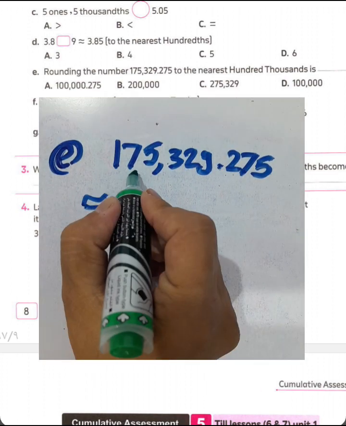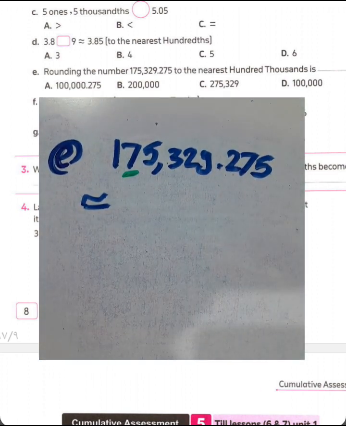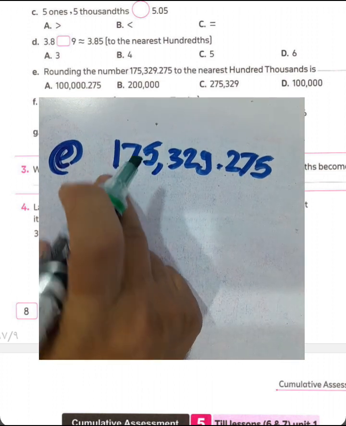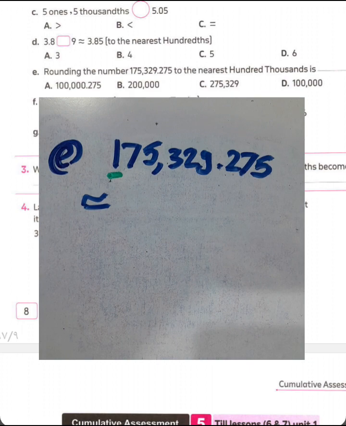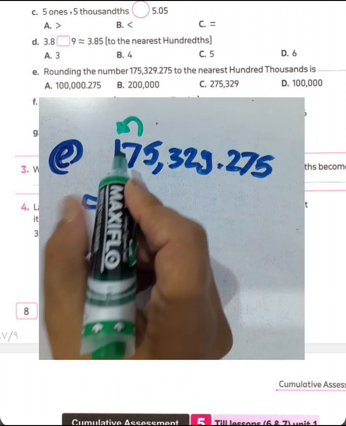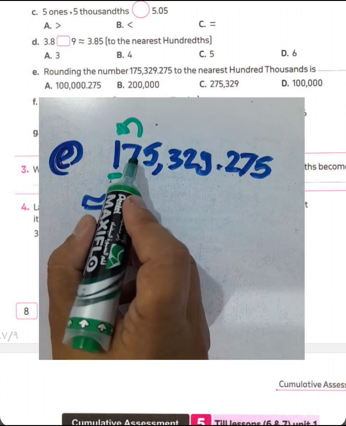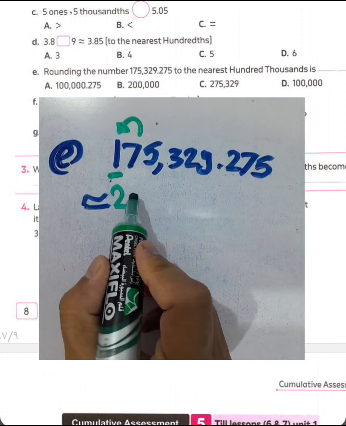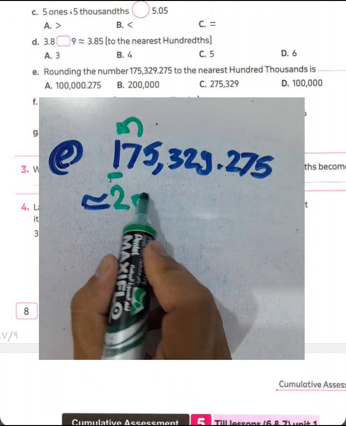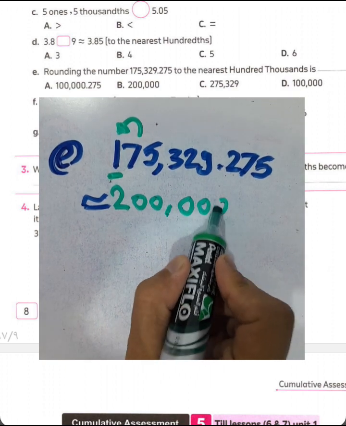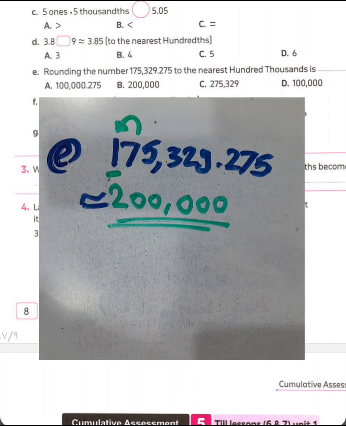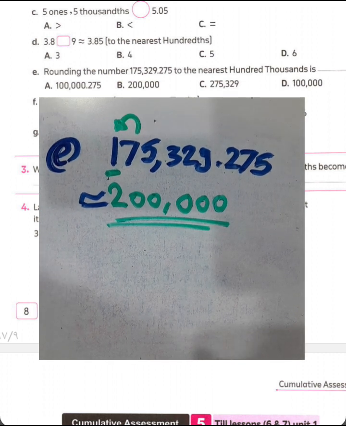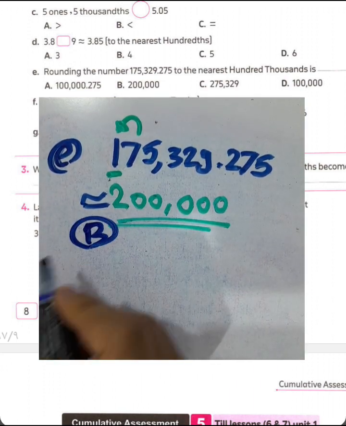Where are the hundred thousandths? 7 lies in the hundred thousandths, or 1? 7 lies in the ten thousands, but 1 lies in the hundred thousands. So we must approximate it to the nearest hundred thousand. 7 can give 1 to this number, it will be 2, because 7 is a rich number, right? Double 0, and here write 3 zeros. The result will be 200,000. Okay, choose letter B for question letter E.